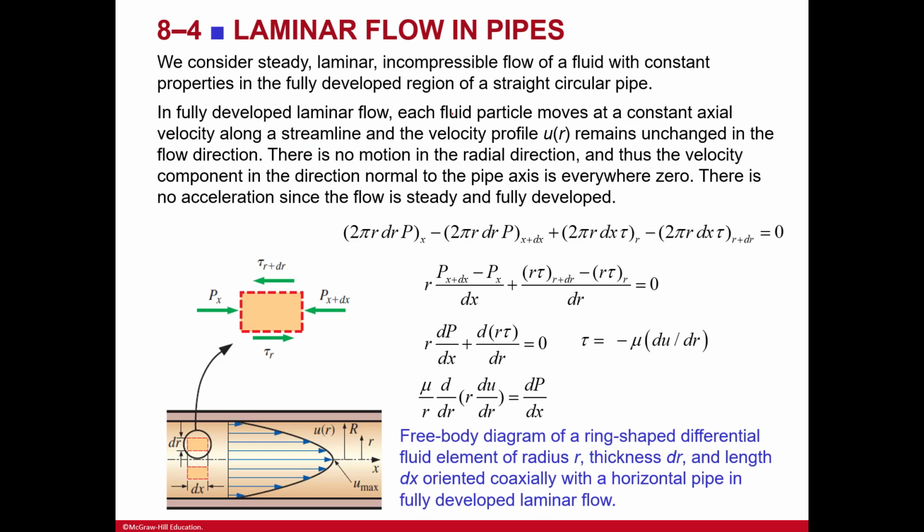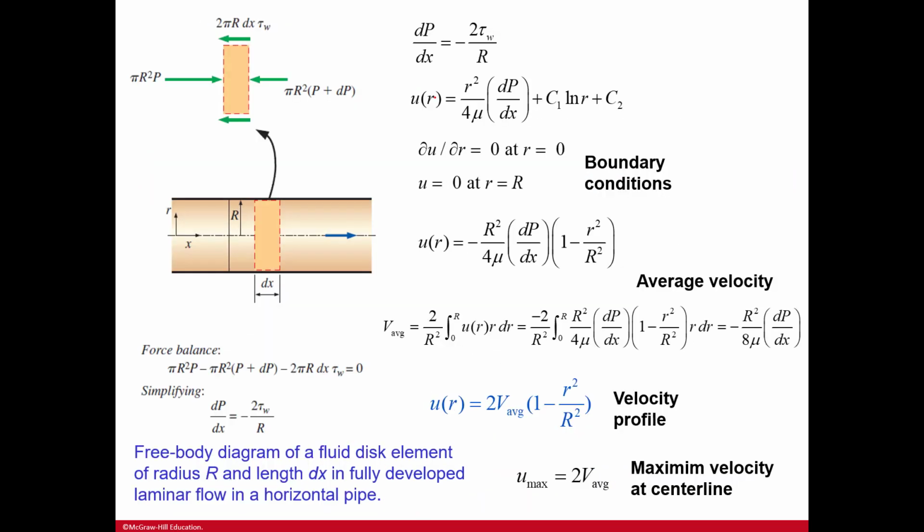Here we have some formulas just being derived from here. But this is to let you know what we are working with: steady, laminar, incompressible, constant properties, fully developed. And then the things that you can derive from there, right? So no motion in the radial direction. You've got velocity normal to the pipe is everywhere 0. You've got no acceleration since the flow is steady, fully developed, etc. Okay? And then for here, you have formulas deriving down for boundary conditions, average velocity, velocity profile, and max velocity at the center line.